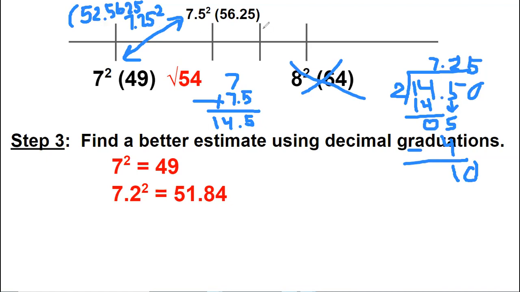So what would end up happening now that we have this new 7.25, what's going to happen is our 54 is going to be between 52, or this 7.25, and between this 56, or this 7.5 squared. So now we have a new lower limit and a new upper limit.